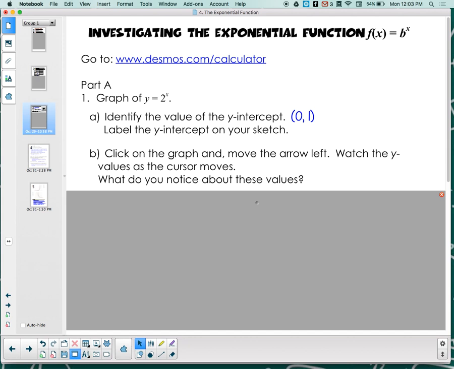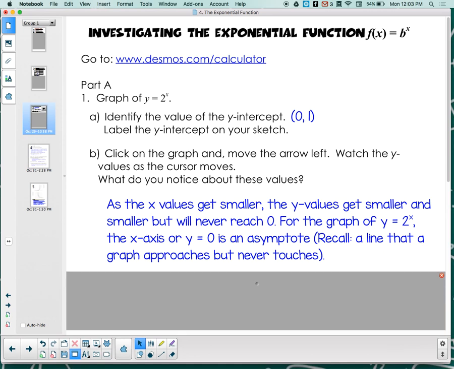So you're clicking on the graph. What do you notice when you move to the right of the graph? As x gets bigger, what happens to the graph? What was y doing? As x gets bigger, your y also gets bigger. When x moves to the left, when x is getting smaller, what do you notice? y gets smaller, and y gets infinitesimally smaller.